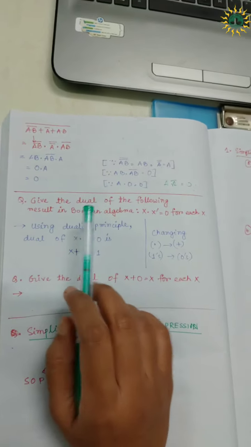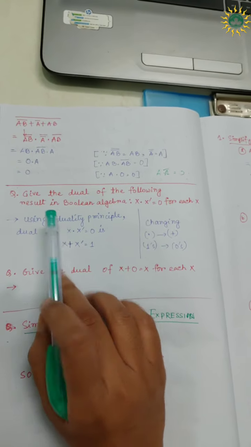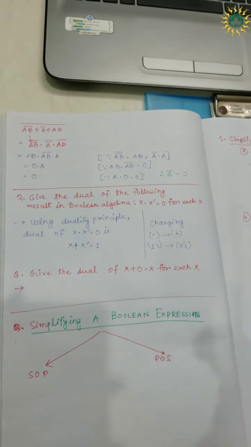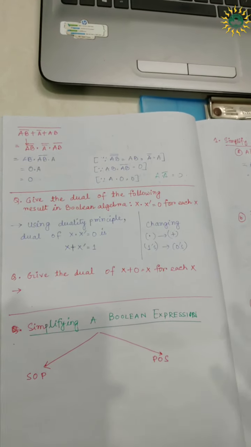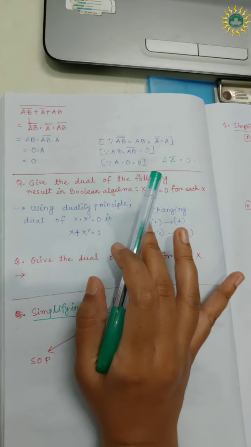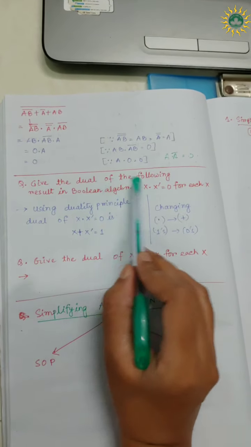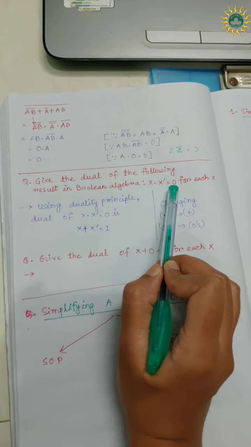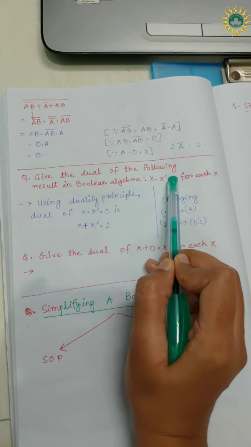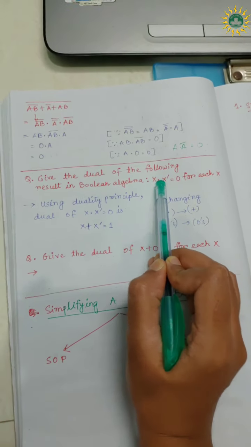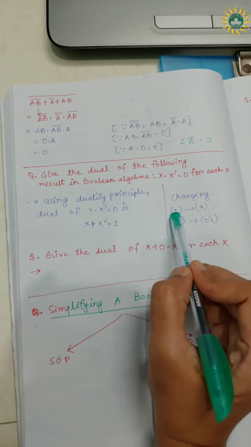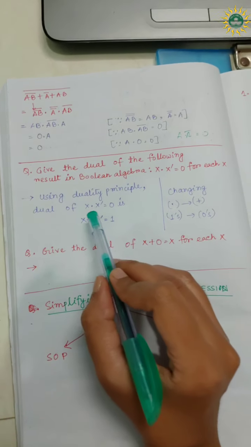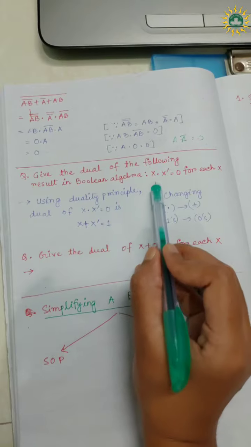Now, another question. You have read the duality principle, right? Another question will come for you like this: they will give you a formula, or a simple expression, and you have to give the dual of it. Give the dual of the following result in Boolean algebra: x and x complement is equal to 0 for each x. So you have to change the ands to or, that is, you have to change the dot to the plus, and all the 1s present there you have to change to 0, and vice versa, right? So x dot x bar is equal to 0 was the question.